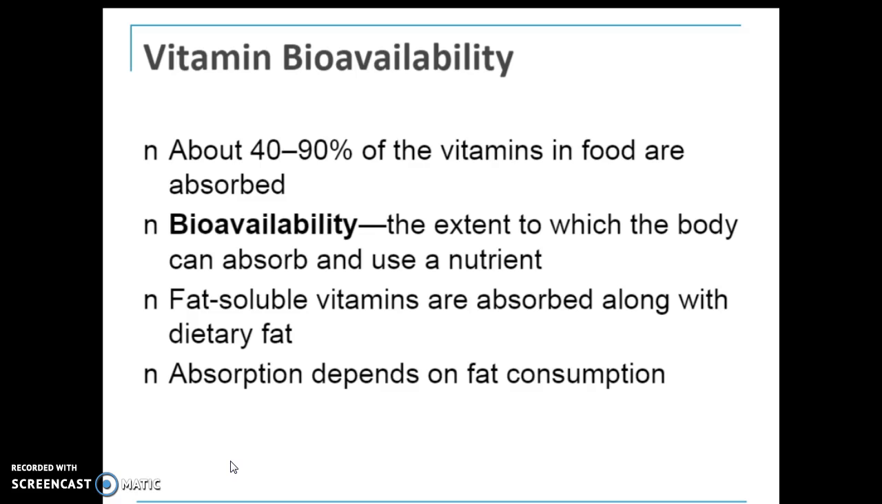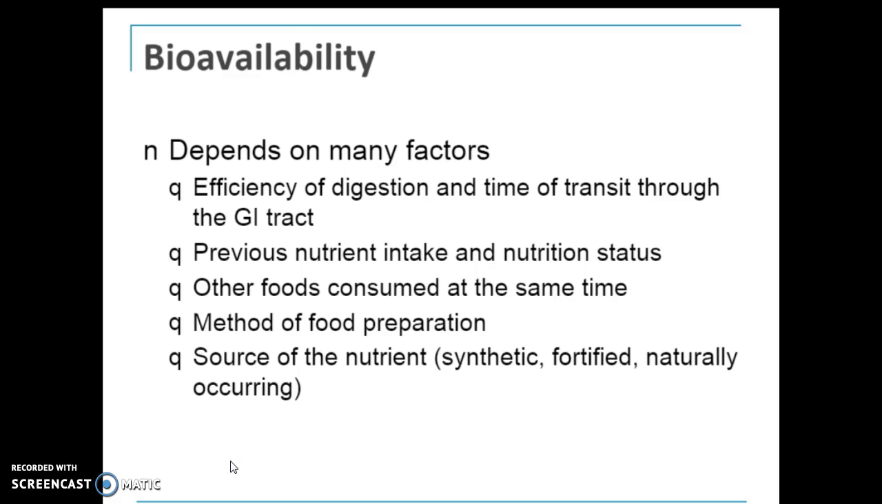So bioavailability, that means how much you absorb from how much you consume. So if something has 40% bioavailability, it means that only 40% of the nutrient actually is absorbed and can be used by the body versus what is consumed. Fat-soluble vitamins need fat to be absorbed, so the absorption of fat-soluble vitamins depends on fat consumption.